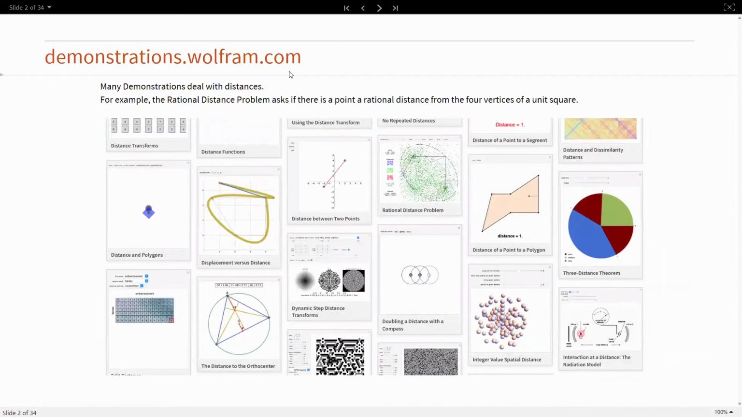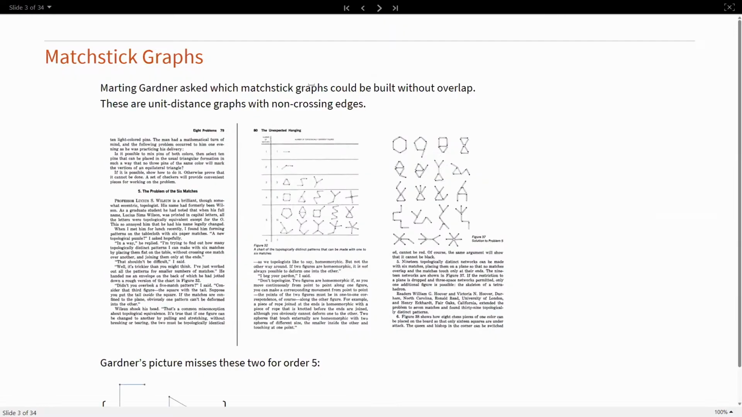So we have many different demonstrations on demonstrations.wolfram.com that deal with distances, and I'll be touching on a few of those demonstrations in my talk today. Oh, and I've got a typo right there at the start.